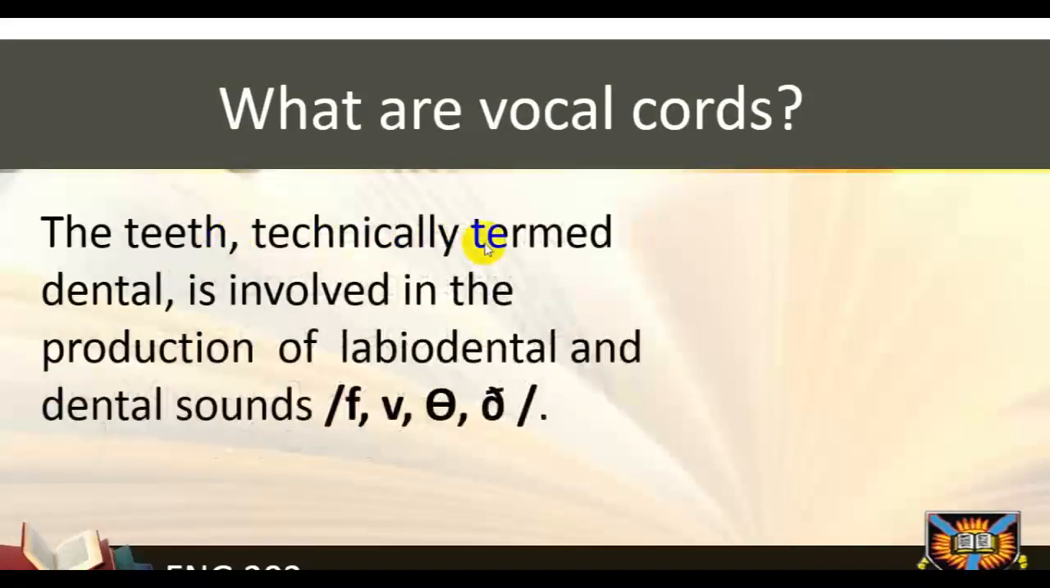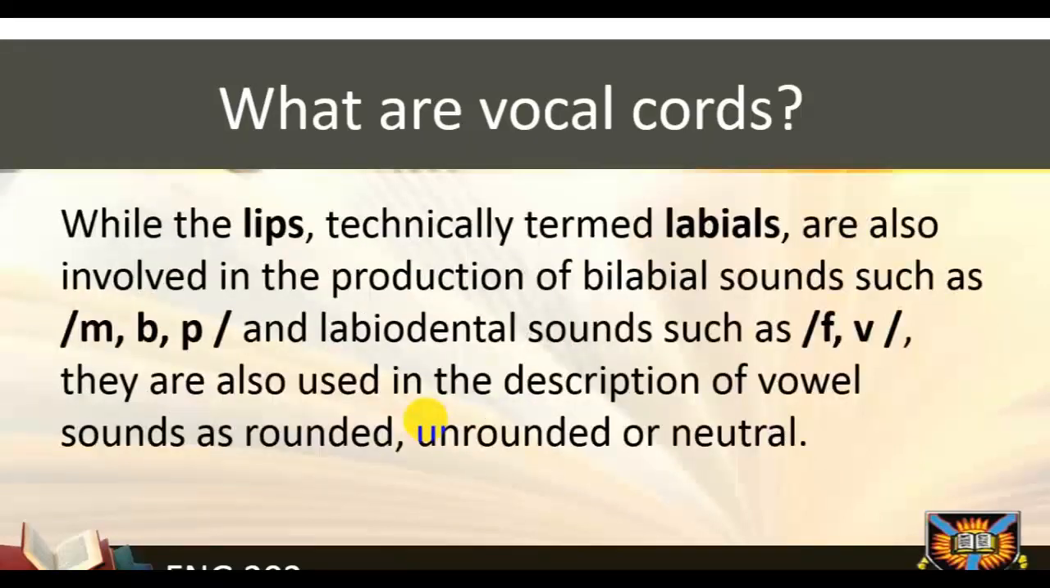The teeth, technically termed dental, are involved in the production of labiodental and dental sounds such as F, V, Th, while the lips, technically termed labials, are also involved in the production of bilabial sounds such as M, B, P, and labiodental sounds such as F, V. They are also used in the description of vowel sounds as rounded or neutral.